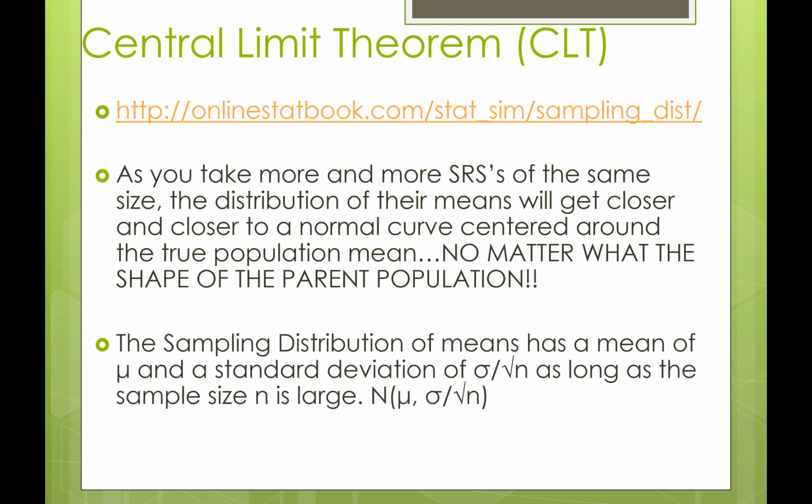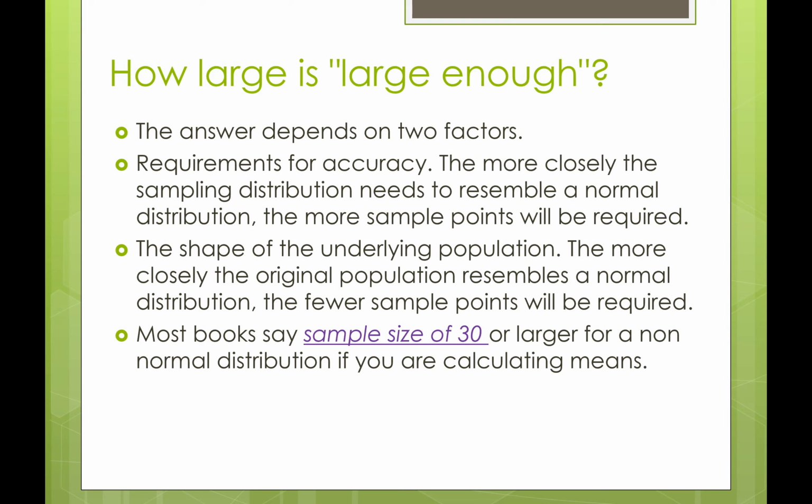And then at the end, the mean of your sampling distribution will be the same as the population, and the standard deviation of your sampling distribution is the standard deviation of the population divided by the square root of your sample size. Now the question becomes, how large a sample do you have to take for this to be true?